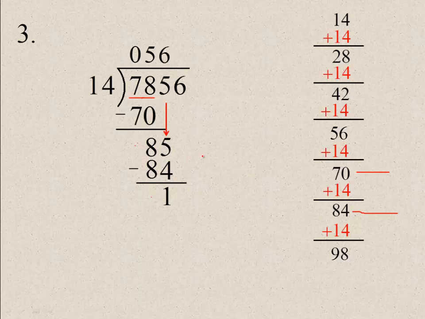Once I finish subtracting, always remember this. Once you finish subtracting, you bring down the next digit, which is a 6. Can 14 go into 16? Most definitely. How many times? One time. 1 multiplied by 14 is 14. And yes, I subtract. 16 minus 14 or 6 minus 4 is equal to 2. That is equal to 0.